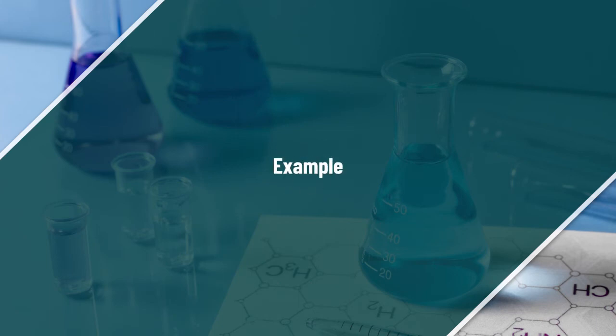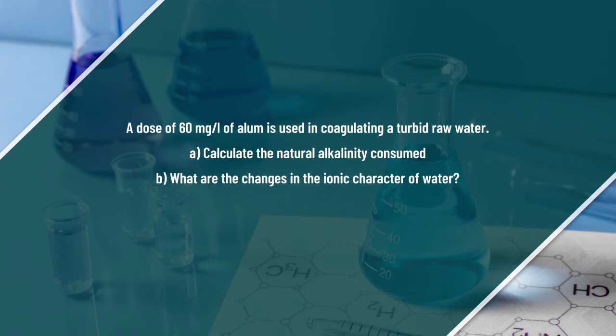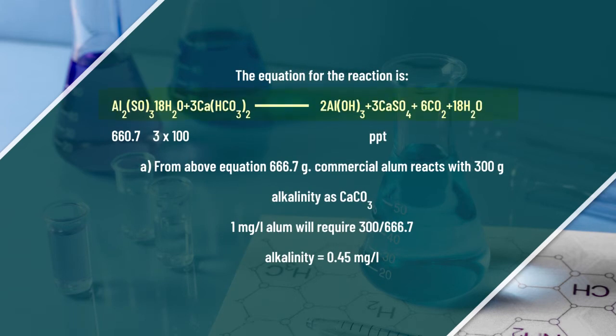Here is an example. A dose of 60 milligram per liter of alum is used in coagulating a turbid raw water. Calculate the natural alkalinity consumed, what are the changes in the ionic character of the water, and what concentration of aluminium hydroxide is produced. So the equation for the reaction is Al2(SO4)3·18H2O plus 3Ca(HCO3)2 is equal to 2Al(OH)3 plus 3CaSO4 plus 6CO2 plus 18H2O.